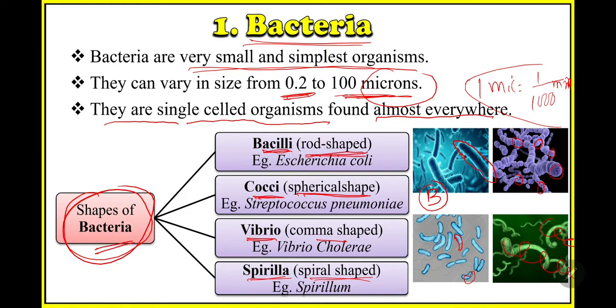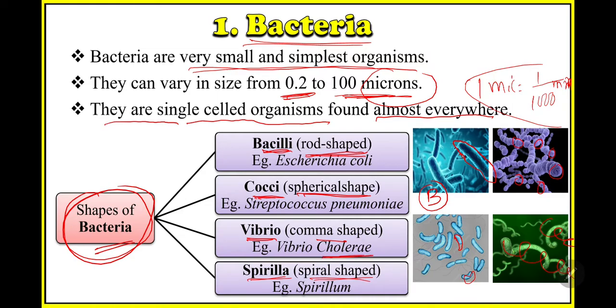Bacilli, that is rod shaped. Cocci is spherical shaped. Vibrio is your comma shaped, and spirilla is your spiral shaped. Four shapes clear. Bacilli shape example, as I told you in the previous case, Escherichia coli, that is E. coli, is the example of your bacilli. Then cocci. The example of this spherical shape is Streptococcus pneumoniae. Then Vibrio is Vibrio cholerae. You all know cholera disease is caused by Vibrio cholerae.